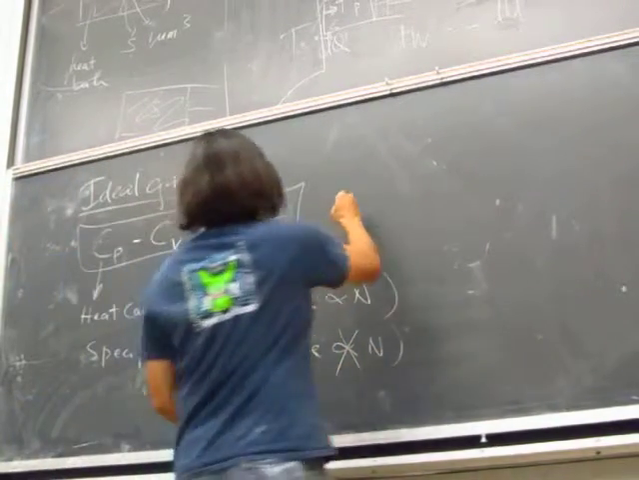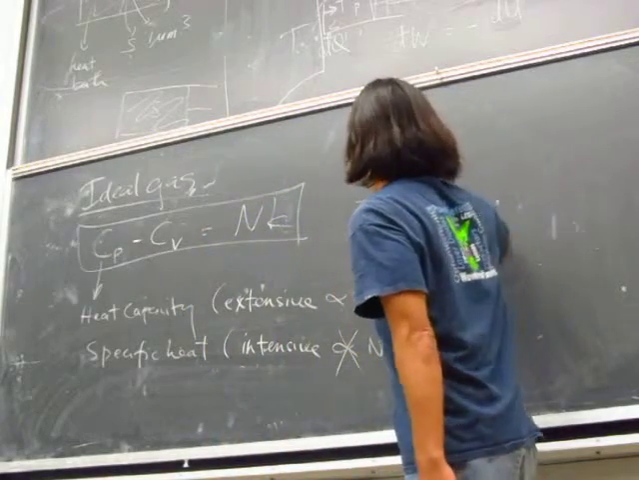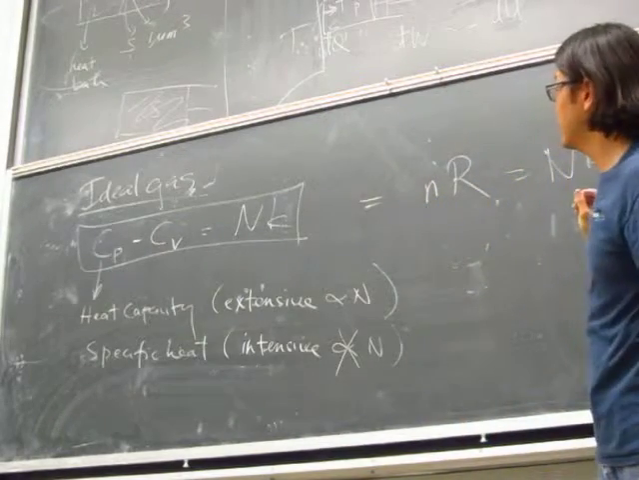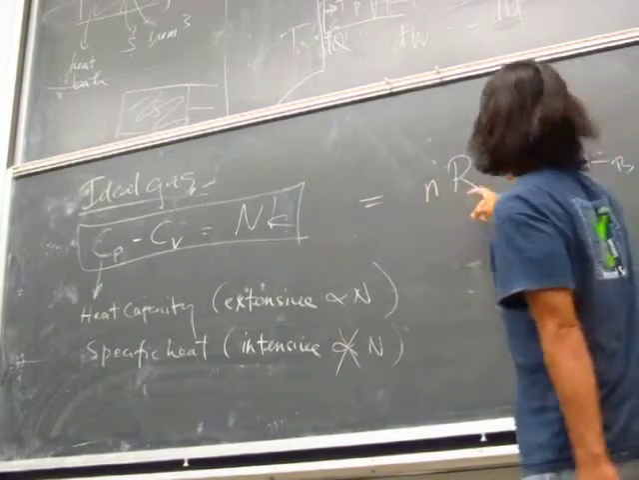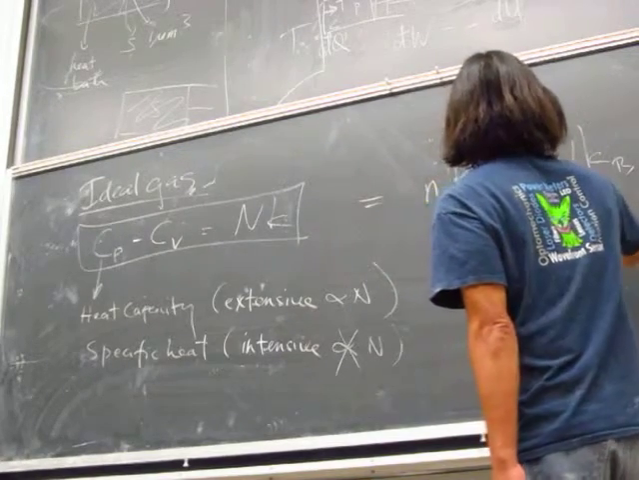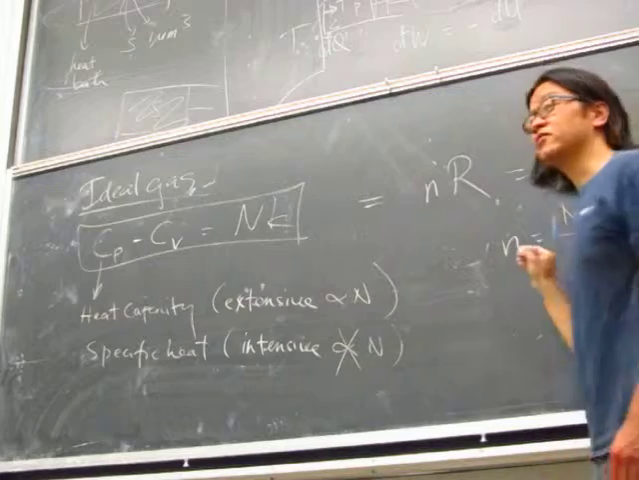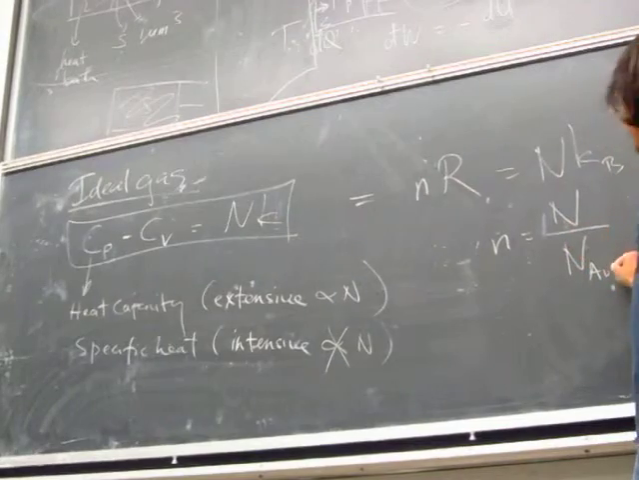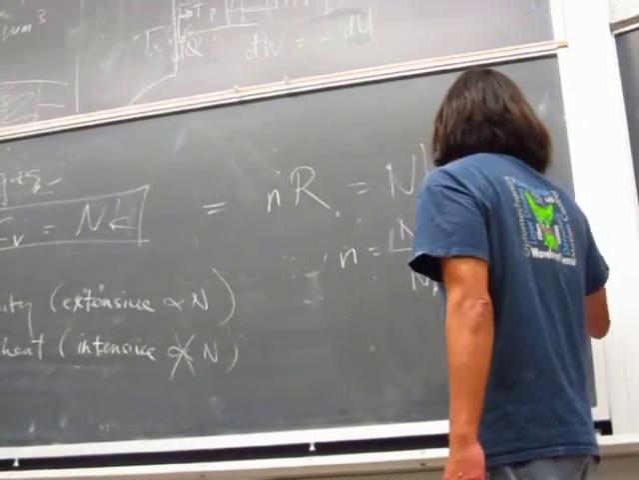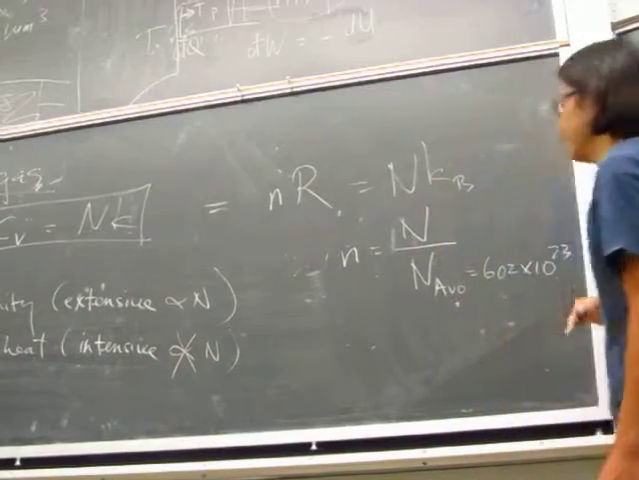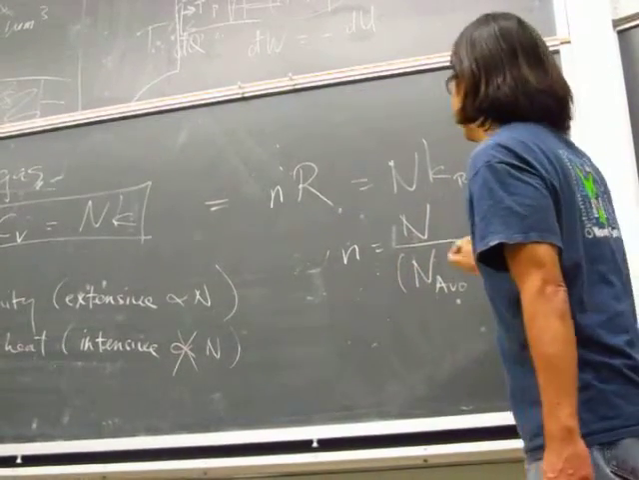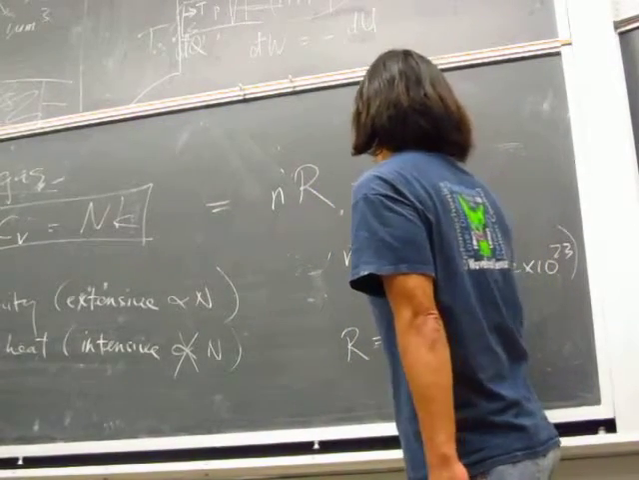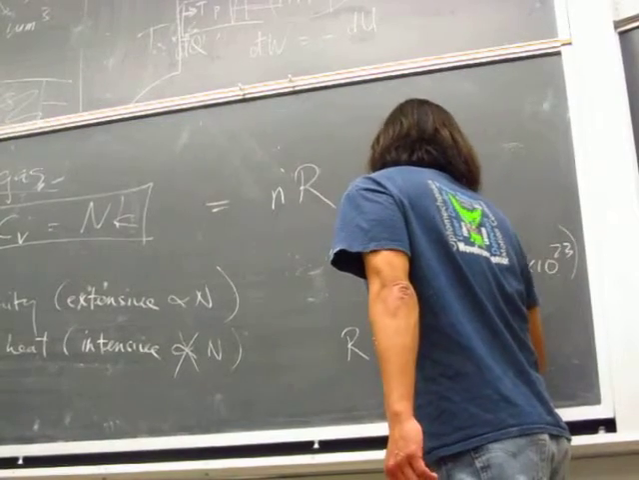Now there is also a question of units. Chemists write it as NR, which is the same as NK, where N is the number of moles. So N is just the number of molecules divided by Avogadro's number, 6.02 times 10 to the 23. And then R is just N Avogadro times K.